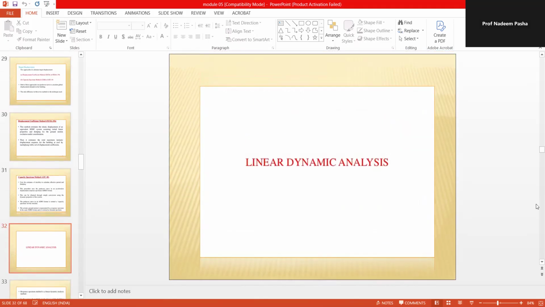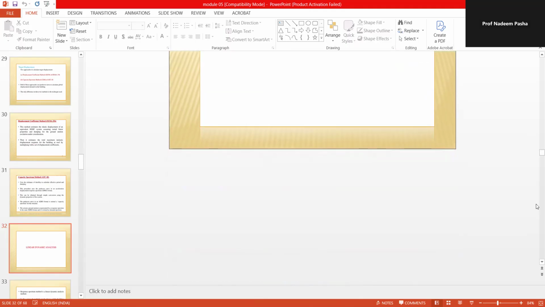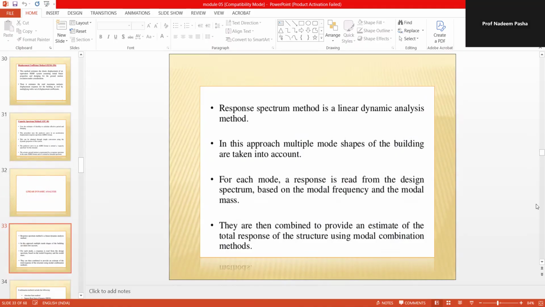Now we will see what we mean by linear dynamic analysis. Response spectrum method is a linear dynamic analysis method. In this approach, multiple mode shapes of the building are taken into account. So what is happening in this approach? Multiple mode shapes of the buildings are taken into account.